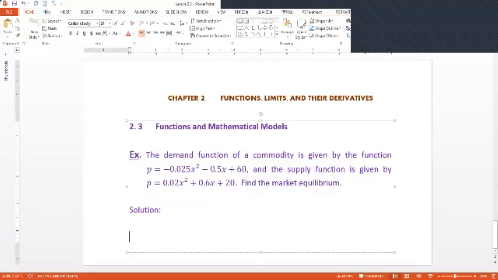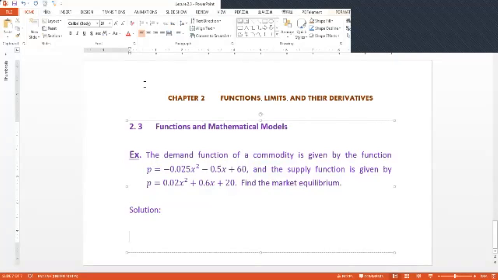Hello, everyone. I'm going to work out the example in this section step by step to show you how to solve a real world problem. So the example here is, we have a demand function and the supply function for a commodity, and we need to find the market equilibrium.